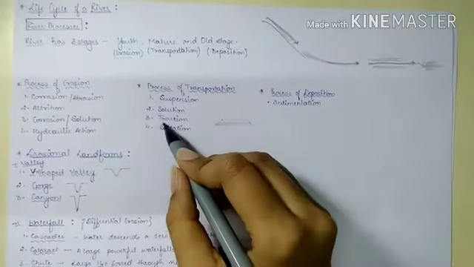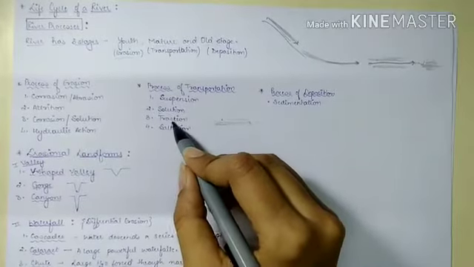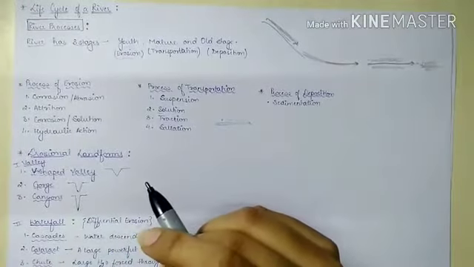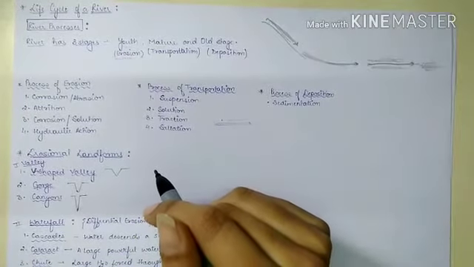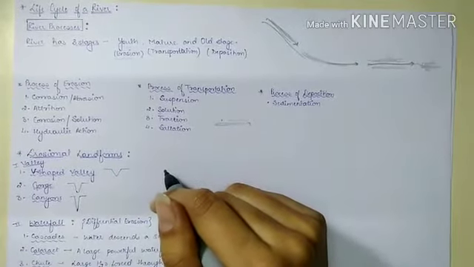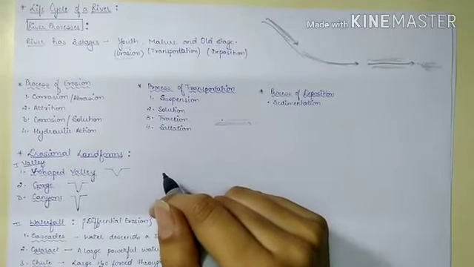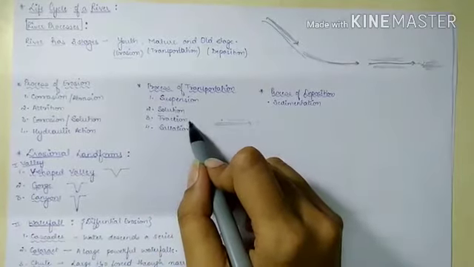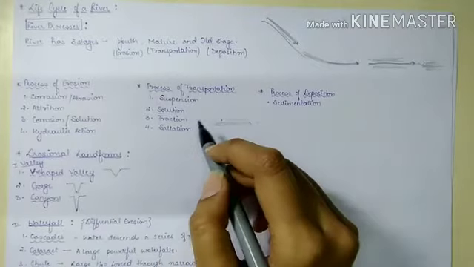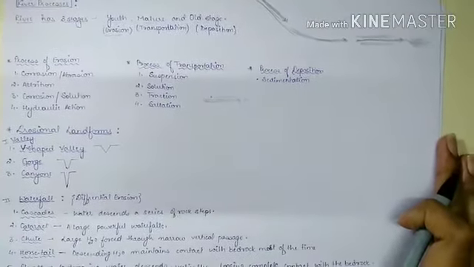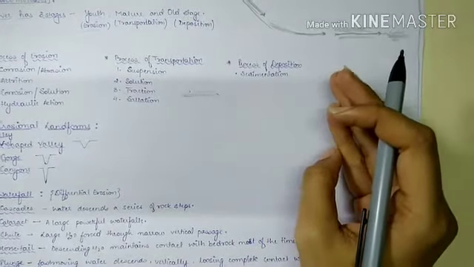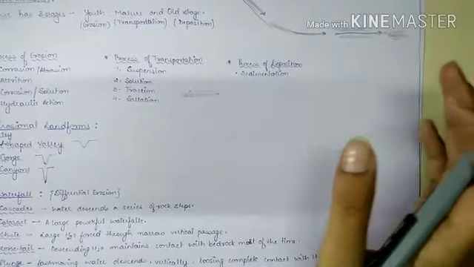Now, next is traction. So the traction is similar to the one which we have done in aeolian landforms. So in aeolian landforms we have done creeping. So traction is similar like that, but the only difference is erosional agent. So the erosional agent here is water. Next is saltation. Saltation we have already done. Now we have process of deposition. So the process of deposition is basically sedimentation.